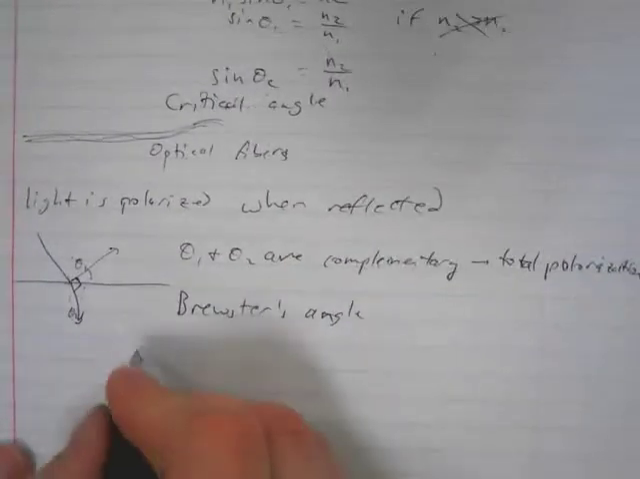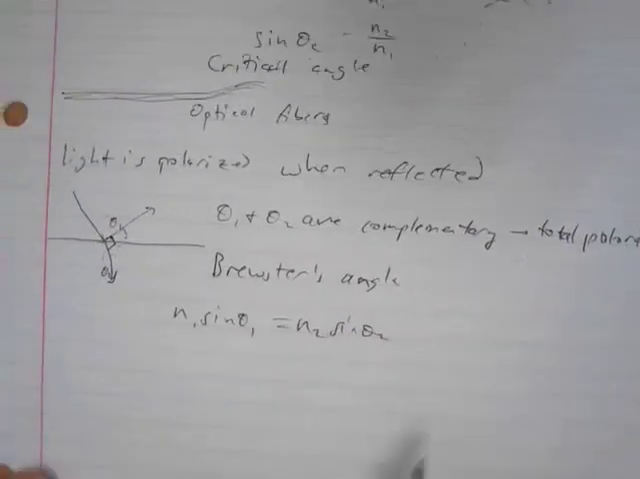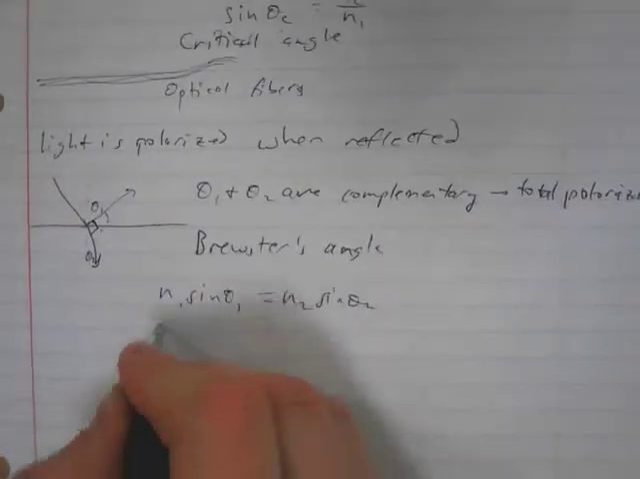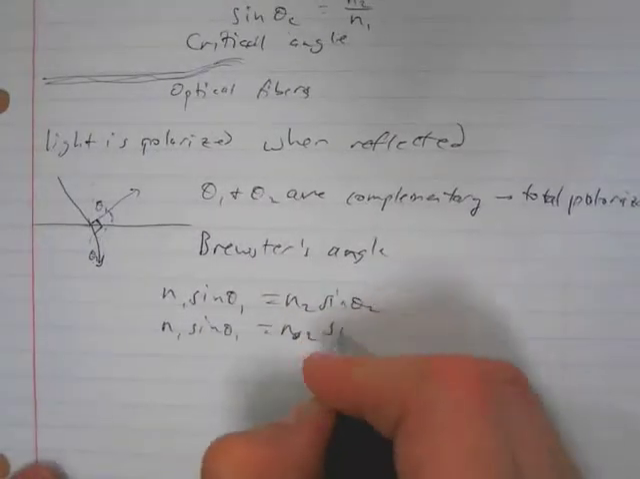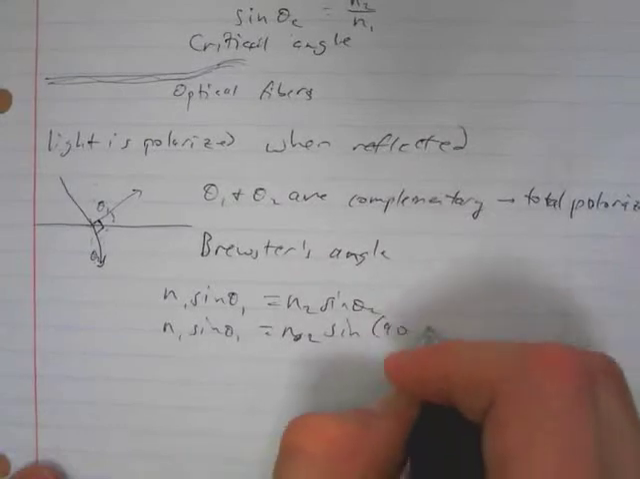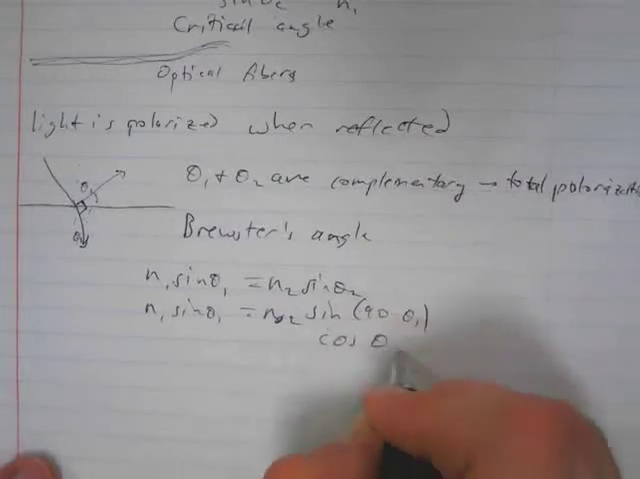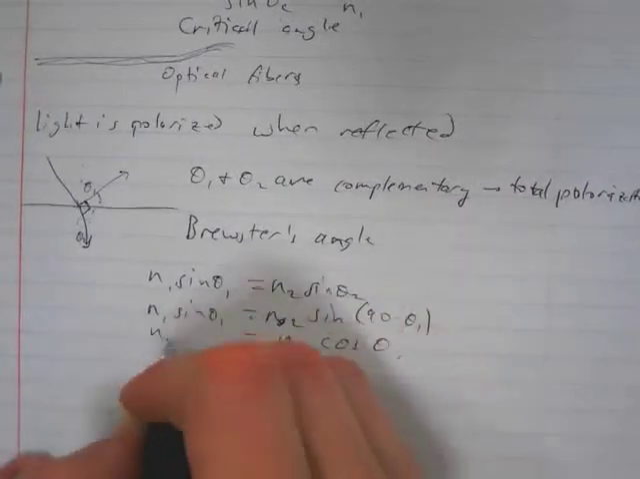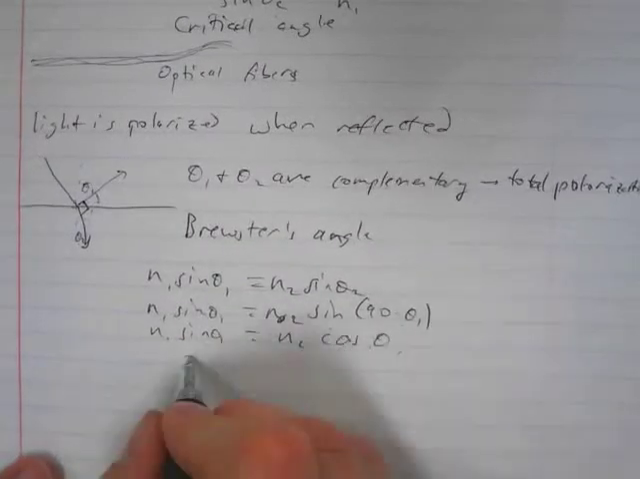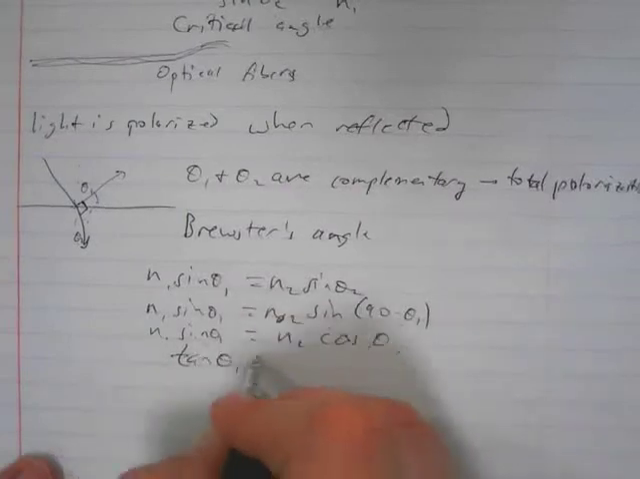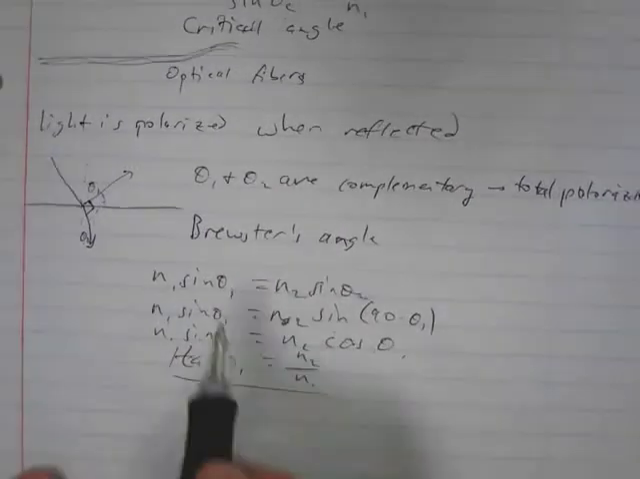Again, we're starting with Snell's law. But in this case, we know that theta 1 and theta 2 are complementary. So n1 sine theta 1 is n2 sine (90 minus theta 1). And sine of (90 minus theta 1) is cosine theta 1. That's a trigonometric identity. So if we move this around and divide the cosine over here, that gives us tangent of theta 1 equals n2 over n1. And that is how we find Brewster's angle.